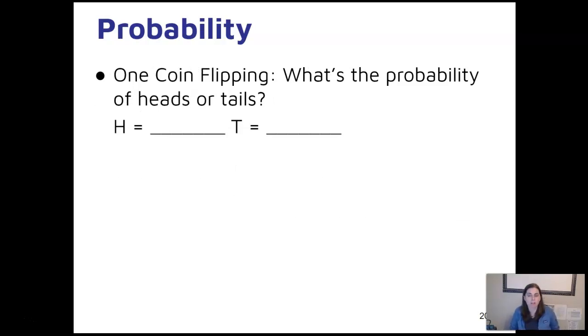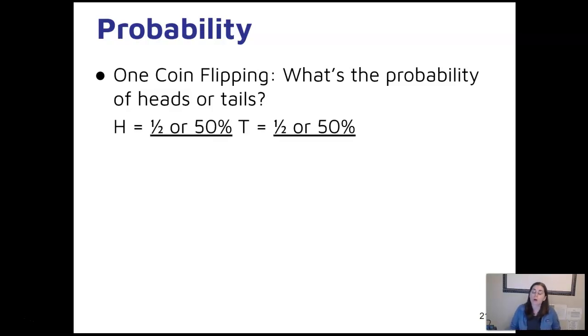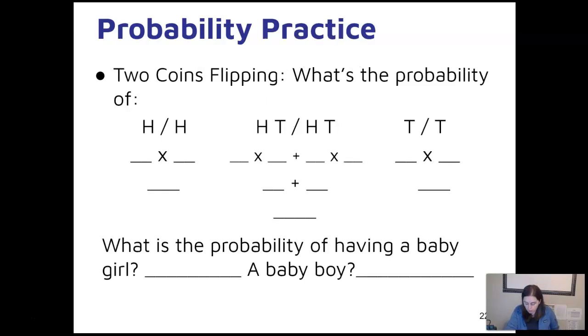If we have one coin flipping, what is the probability of having heads or tails show up? So the probability of having heads, you have a 50-50 chance. We say it that way all the time, right? So heads would be 50% and tails would be 50%. And you could write that as either 1/2, 0.5, or 50%. Okay? 2 coins flipping. What's the probability of getting 2 heads, and then heads and tails, or tails and tails?